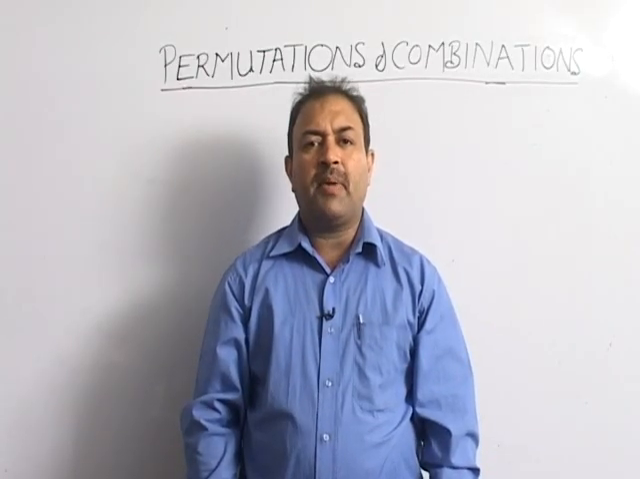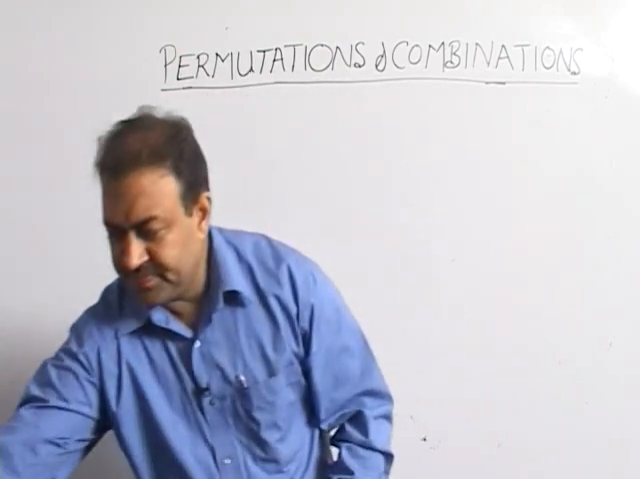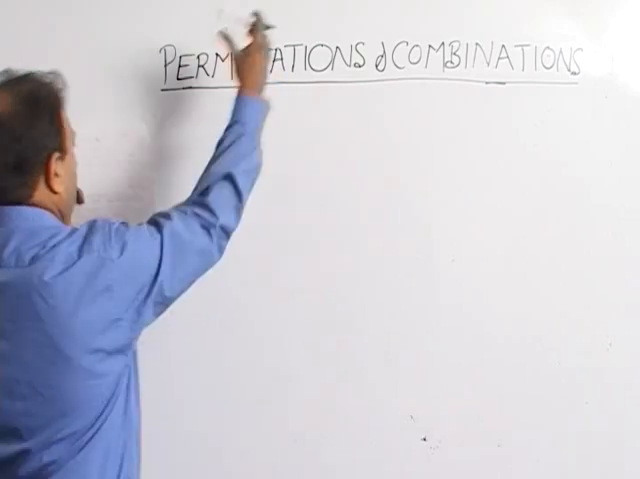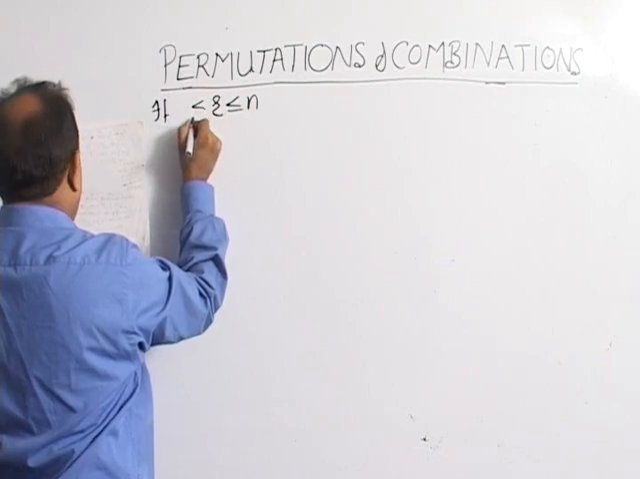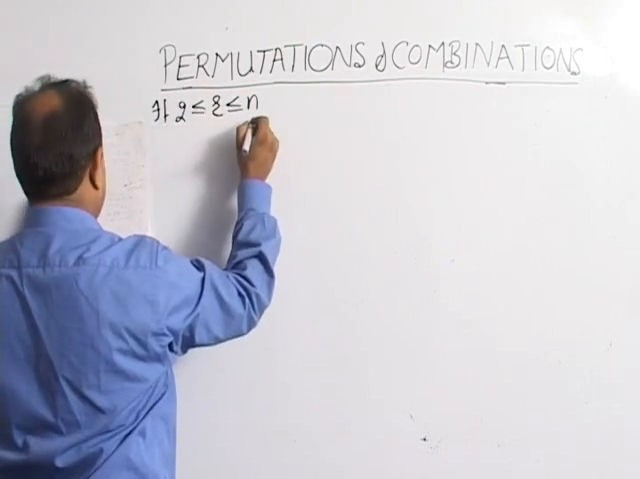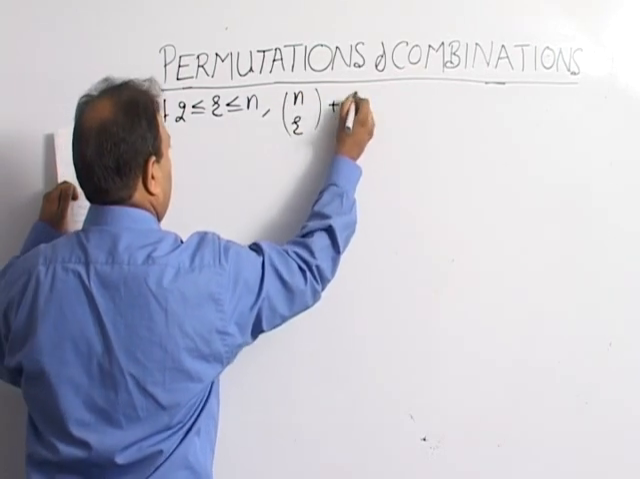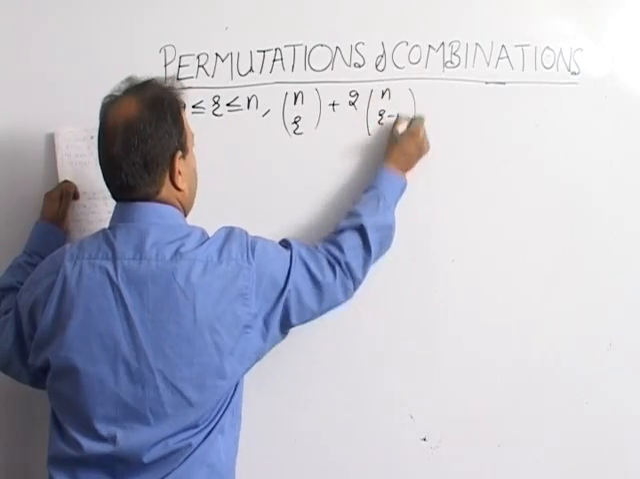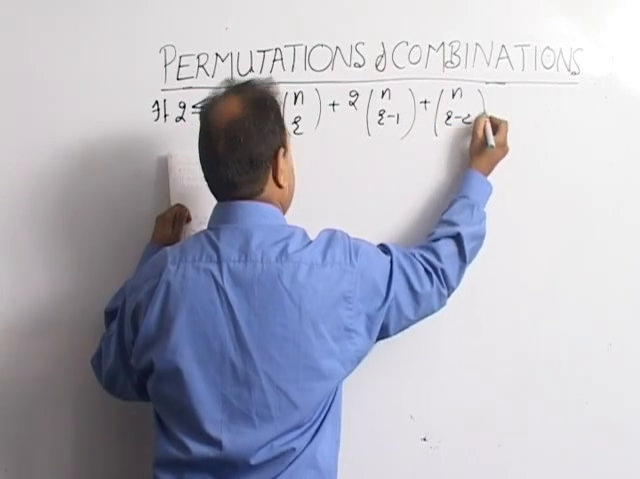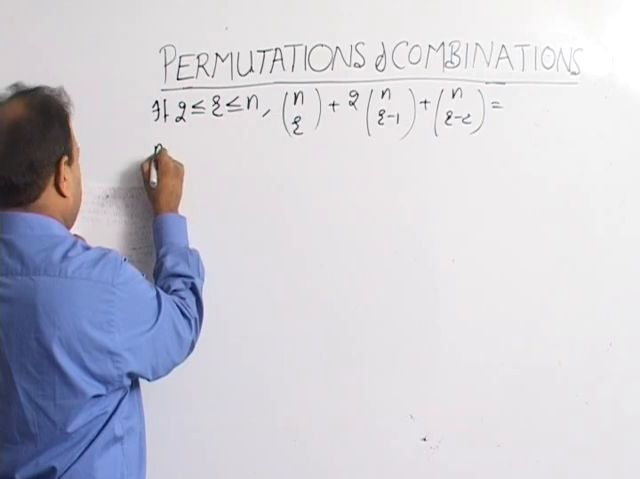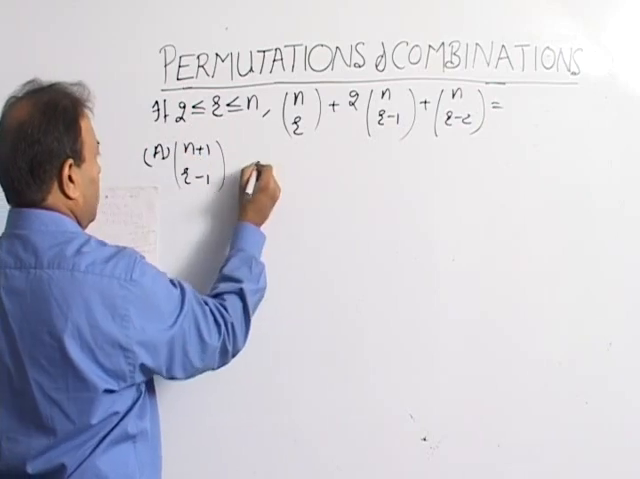We are continuing with permutations and combinations. Permutations and combinations, the next problem is: if r lies between 2 and n, then nCr plus 2 times nCr minus 1 plus nCr minus 2 is equal to what? The 4 options we have been given are: A, n plus 1 CR minus 1.